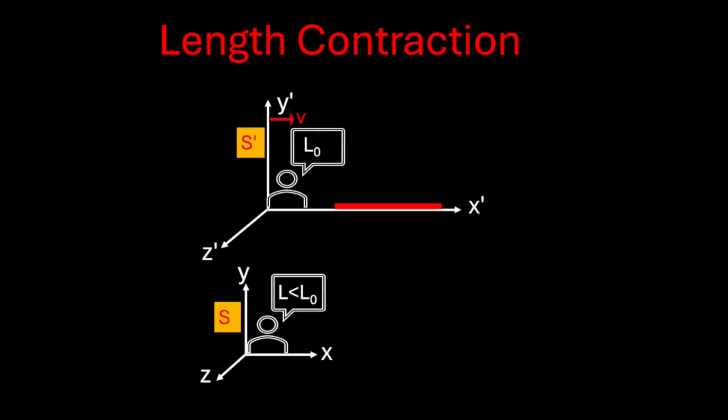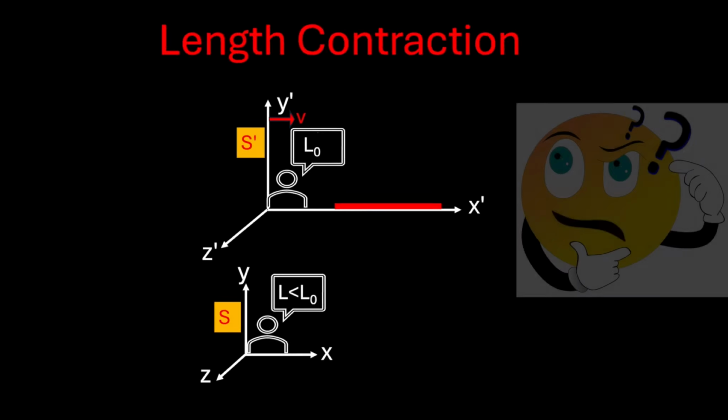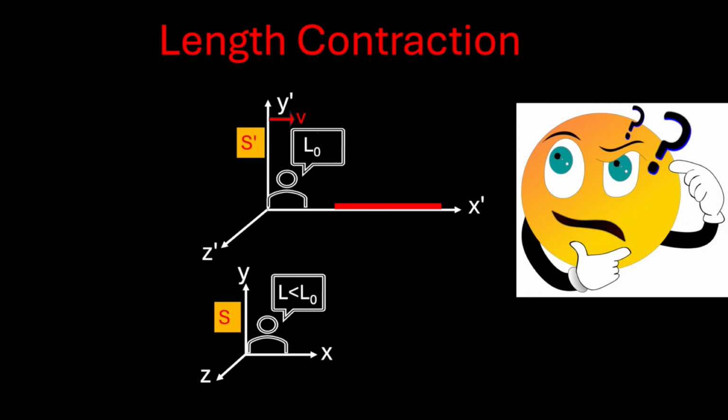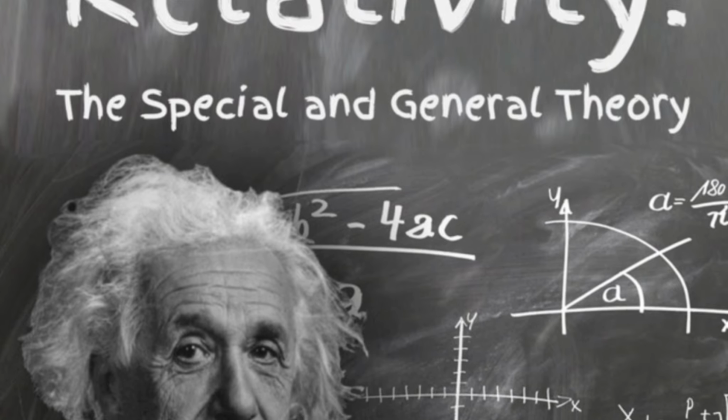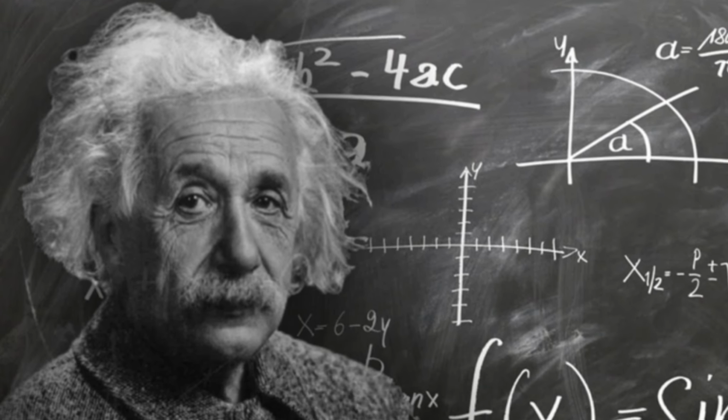Today, we are going to embark on a fascinating journey into the world of physics, focusing on a very intriguing concept known as length contraction. For those who might be hearing about this for the first time, don't worry. We'll be breaking it down in simple terms, making it very easy for everyone to understand. This concept is a fundamental part of the theory of relativity, introduced by the famous scientist Albert Einstein.